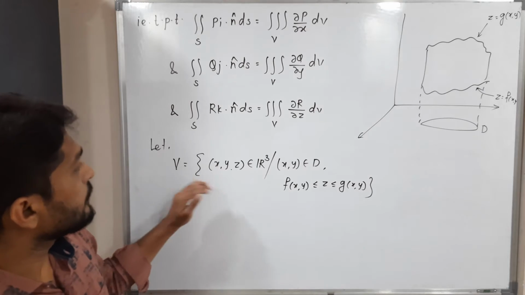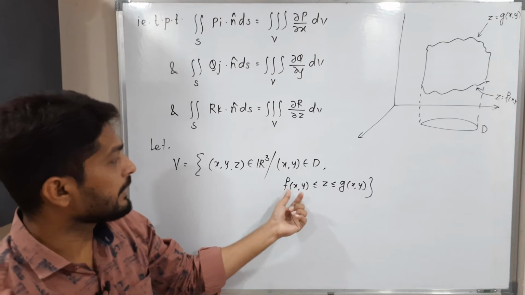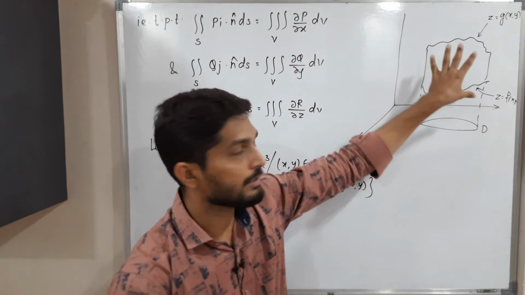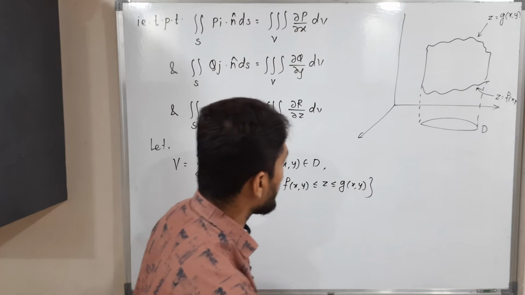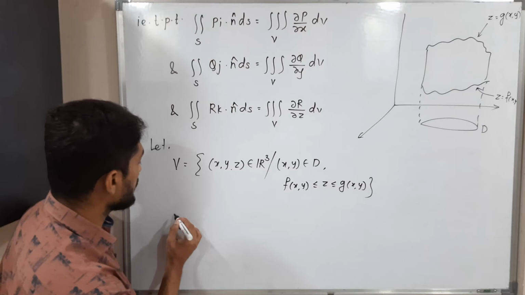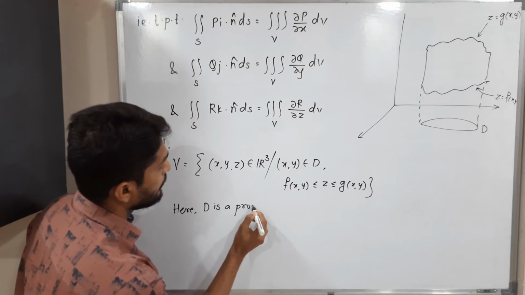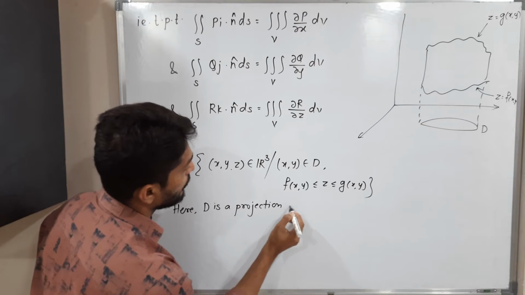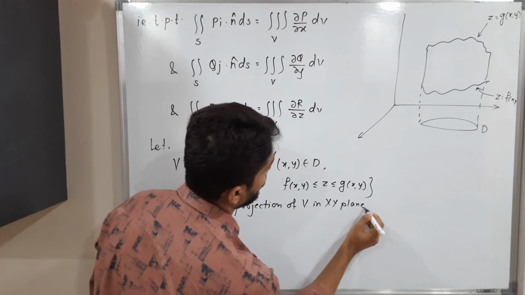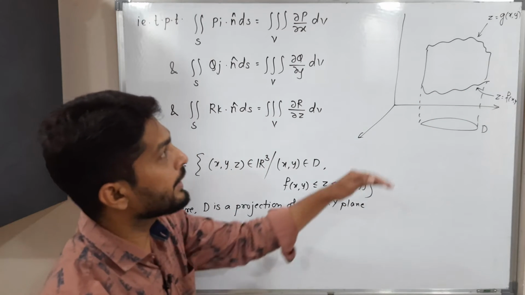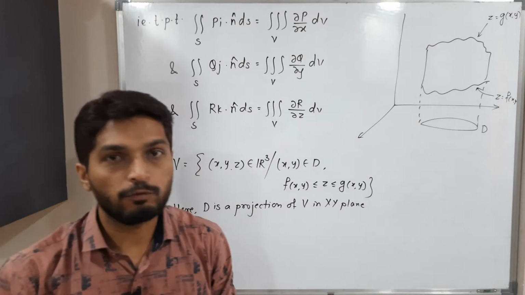So V is bounded above by z is equal to g of xy, and the region V is bounded below by z is equal to f of xy. So in this way we have defined this region V. Let me mention here that D is the projection of V in the xy plane. It is bounded above by z is equal to g of xy, and bounded below by z is equal to f of xy.